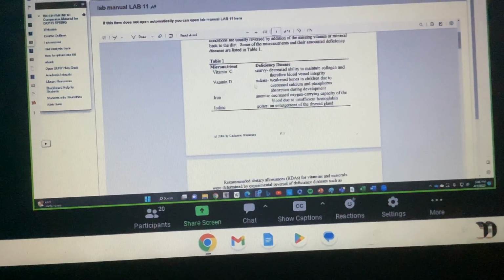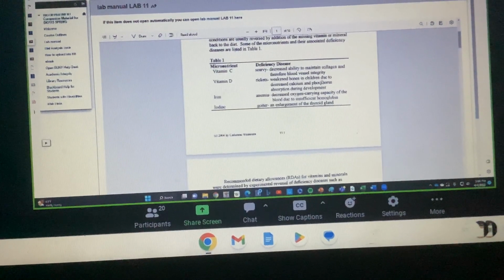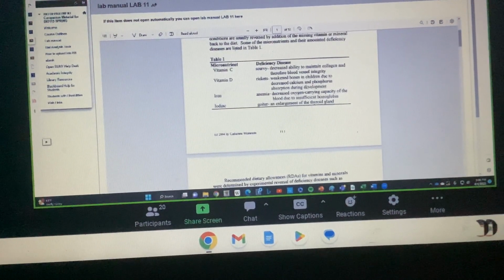Vitamin D, rickets. Now the interesting part is rickets in children, weakened bones in children due to decreased calcium and phosphorus absorption during development.